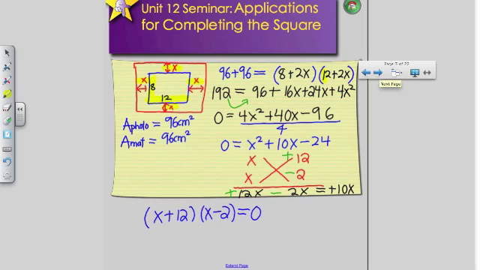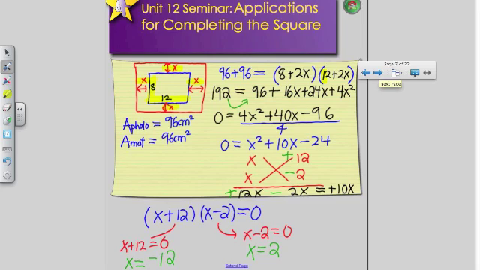But those are two possible dimensions. So to actually solve for x, I have to set both equations equal to 0. x plus 12 is equal to 0. x minus 2 is equal to 0. And now I have to solve for x. So we bring the positive 12 over to the other side. x is equal to negative 12, and x is equal to positive 2.